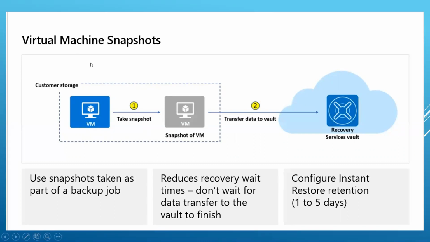So this is the first method by which you can protect your virtual machine. You can use the snapshot taken as a part of the backup job, and it reduces the recovery wait times. Don't wait for the data transfer to the vault to finish, so it will reduce your recovery time. Whenever you need, it can be recovered from the snapshot, and it can be configured with instant restore retention of 1 to 5 days.